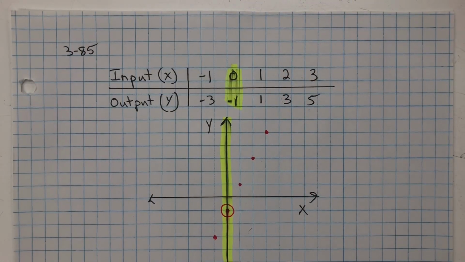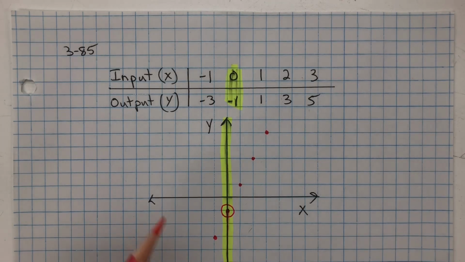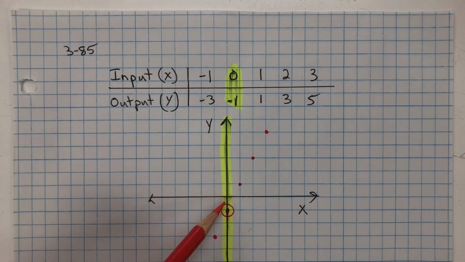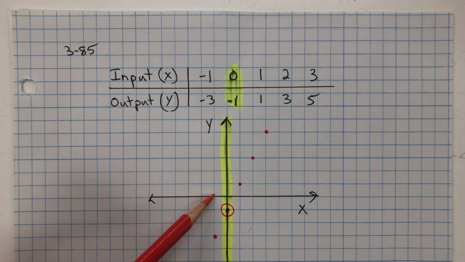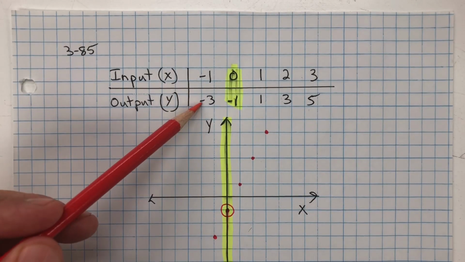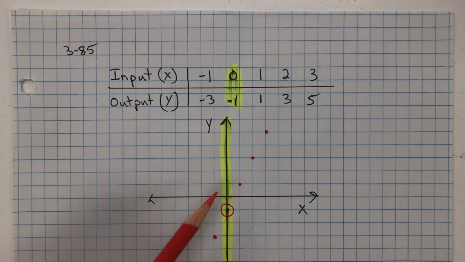In problem 385, we needed to use the graph to complete the table. So the points were already plotted on the graph. And the first point was -1 on the x, -1, -2, -3 on the y. -1, -3. I like to think of them as hops.